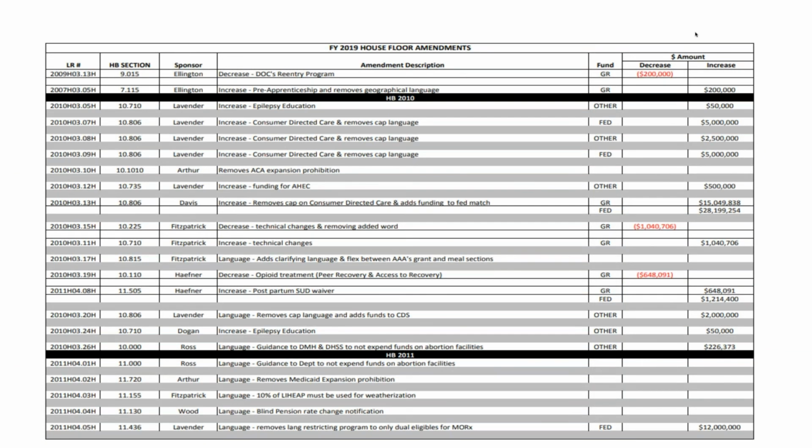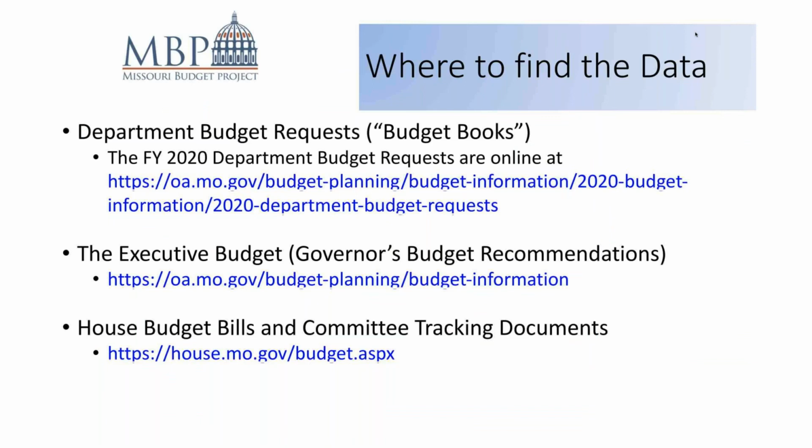One of the sheets on here would be the floor amendments for the House. And this is just a screenshot of what that looks like. You can see over on the left-hand side, the bill number and the section number. Next to that would be the sponsor of the amendment, whether it's an increasing or decreasing amendment, and where the funds come from. As we move across the spreadsheet to the right-hand side, you see the nature of the funds, whether they're GR, other, or federal, and whether it's an increase or a decrease.